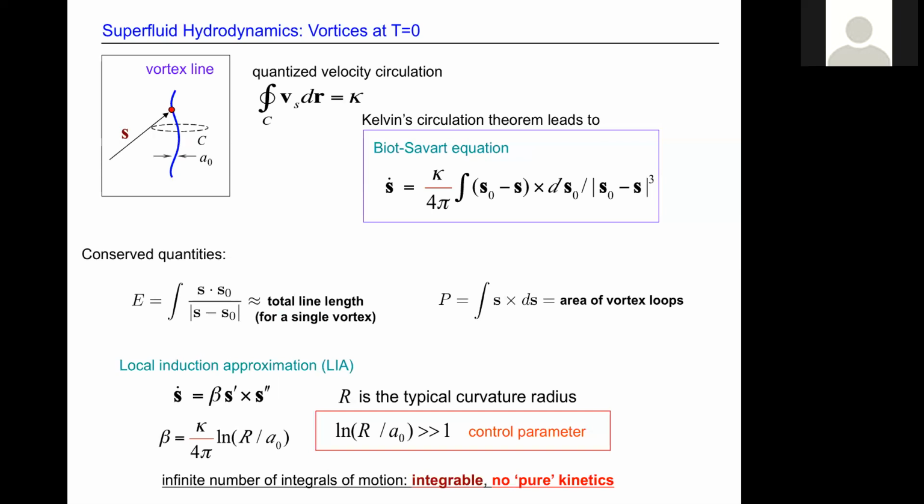But what's S naught and what's S? Yeah, right. So let me explain this. Sorry for being sloppy. It's ds ds naught divided by s minus s naught. Right, so it's a double line integral, which you take over all vortex lines in the system.